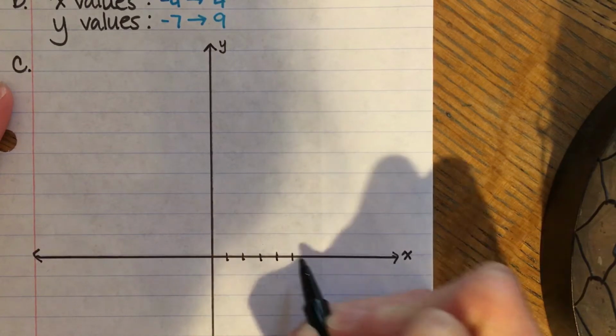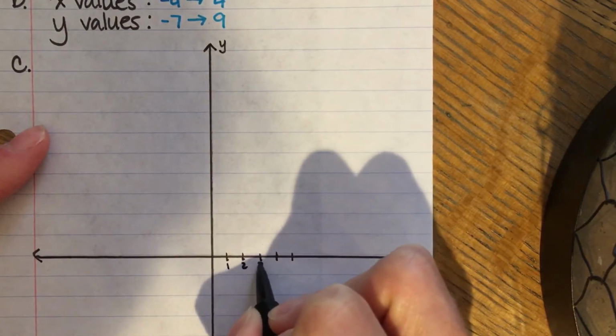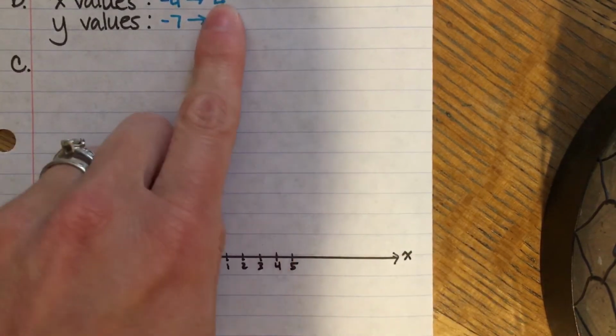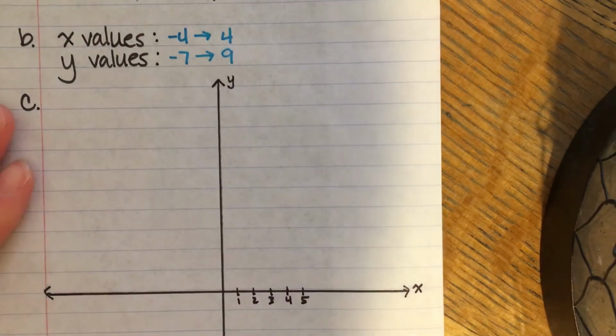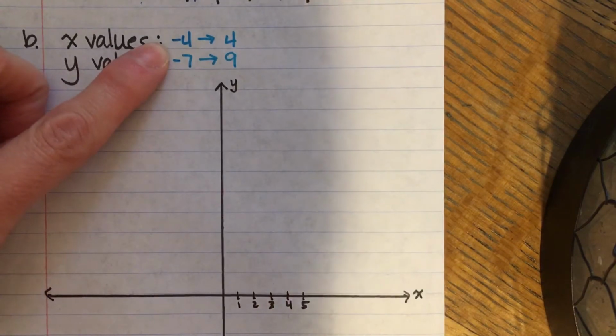I'm going to just do one extra. Okay, so here's 1, 2, 3, 4, and 5. So I only need to go up to 4 because that's my greatest x value. But I went ahead and just did one more. Okay, same for the other side. I only need to go down to -4.